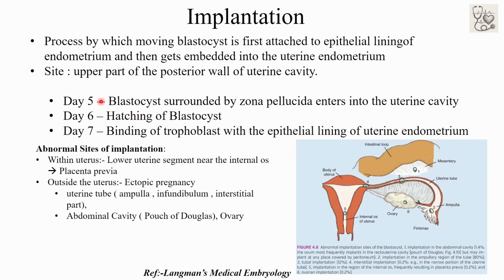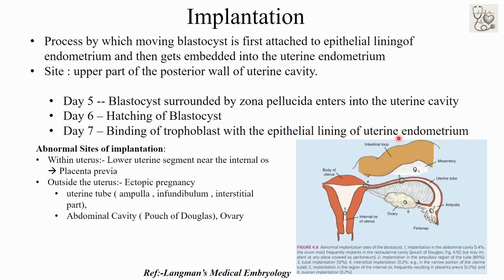Talking about the different events or timeline, on day 5 the blastocyst, surrounded by the zona pellucida, enters the uterine cavity. Now hatching of the blastocyst occurs, because enlargement of the blastocyst causes disintegration and disappearance of the zona pellucida. The trophoblast underlying the zona pellucida is highly sticky in nature. This trophoblast binds on day 7 with the epithelial lining of the uterine endometrium.